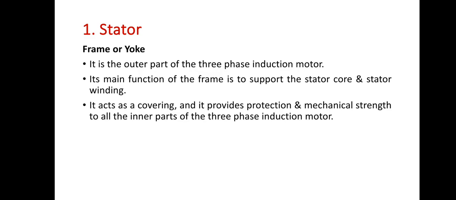Then there are some parts we have to identify. First one is the stator frame or yoke. Yoke is nothing but the outer core of the machine. The main function of the yoke is to hold the stator poles. This is the major function, and also any dust particles from outside the machine do not disturb the inner part of the machine. So the external protection of the machine is given only by the yoke.